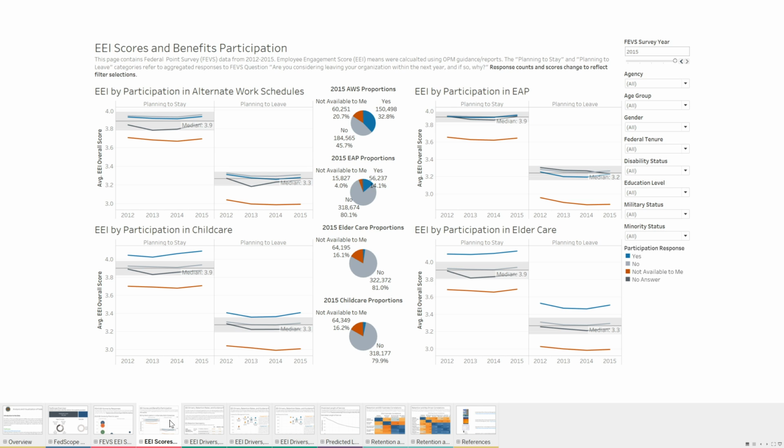So looking more into the FedView survey, because there's a lot of information in there, we can focus on the workforce that participates in employee benefits programs. So here we have a selection of those: alternate work schedules, otherwise known as telework, EAP, which is Employee Assistance Program, and of course we have elder care and child care. This one might seem a bit obvious, but for those folks who know about the programs and aren't allowed to use them, those orange lines, their engagement scores are not looking so great.